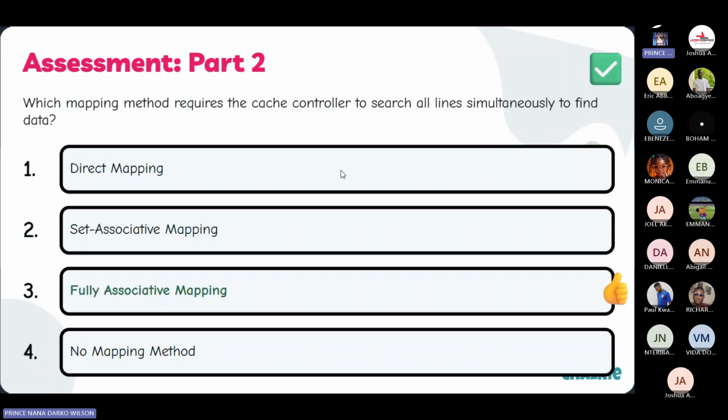So then set associative, you see, it did the assignments all right, but instead of assigning to a line, it's rather assigned to a set. And within that set, the data went to a random line. That random line motion is the associative part, right? And then the direct mapping part of it is the fact that it was assigned to a set. Combines both. Is that clear?